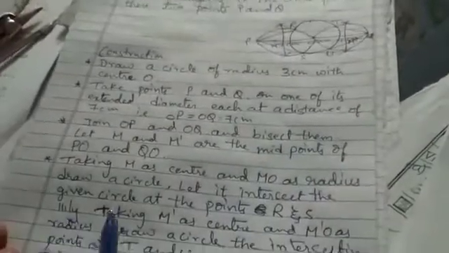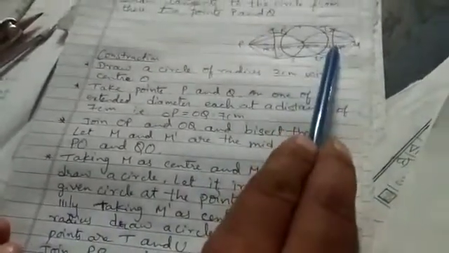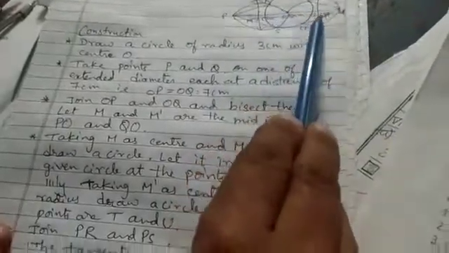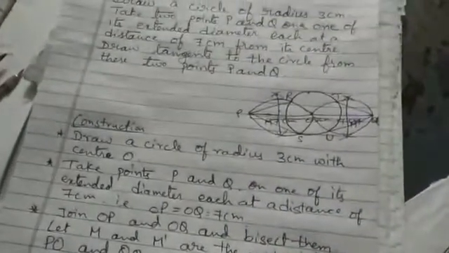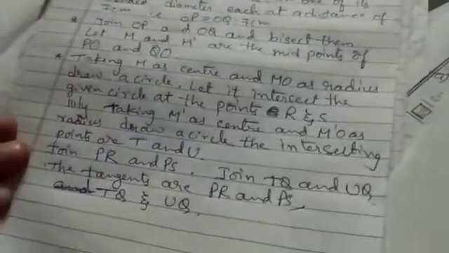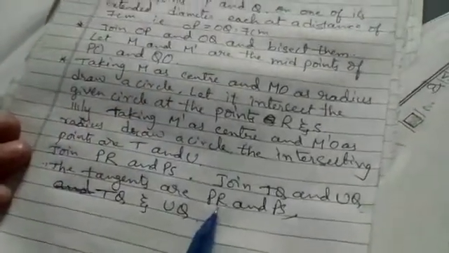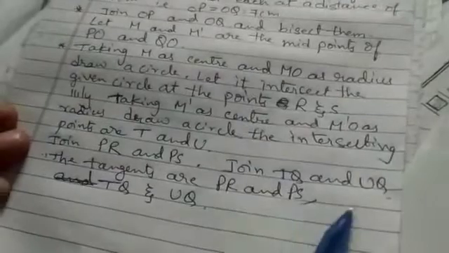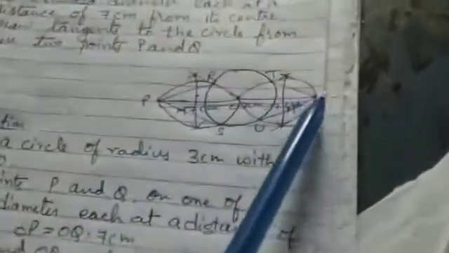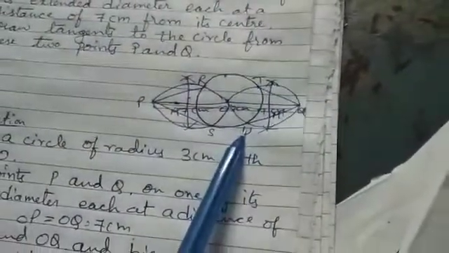Then similarly, taking M dash as center and M dash O as the radius, draw a circle. The intersecting points are T and U. Then draw the tangents. Join PR and PS, and QT and QU. The tangents are PR and PS and QT and QU.